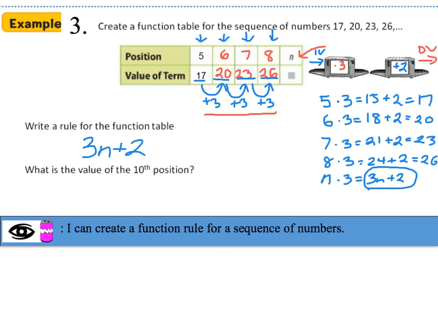So for the next part, it says, what is the value of term for the 10th position? So we could continue this table up to the 10th position. But I'm going to use the function rule that we've created to figure this out. So I'm going to take 3, multiply it by 10, which is the position number, and then add 2. So 3 times 10 is 30 plus 2. So my value of term for the 10th position is 32.